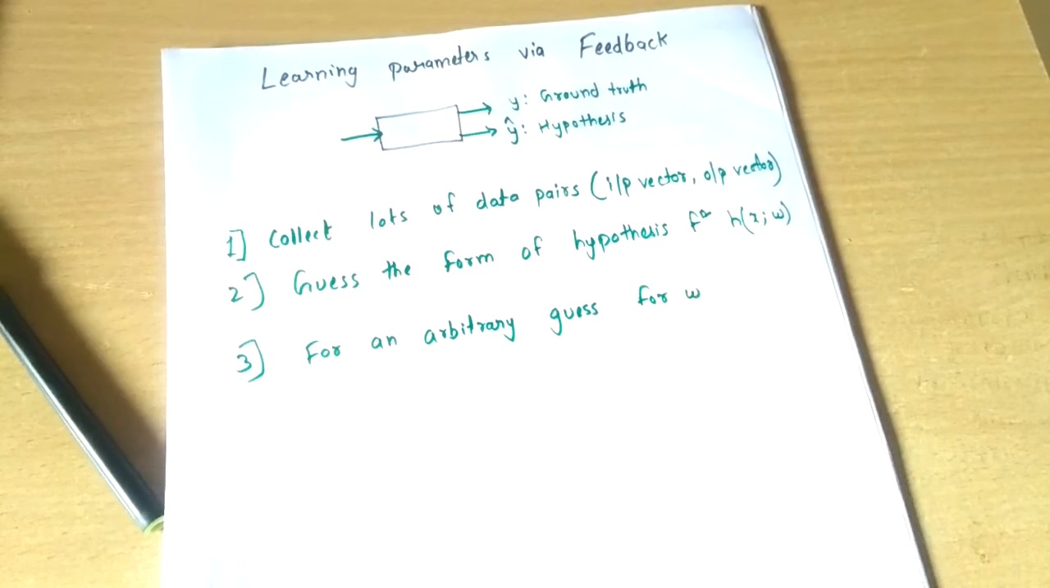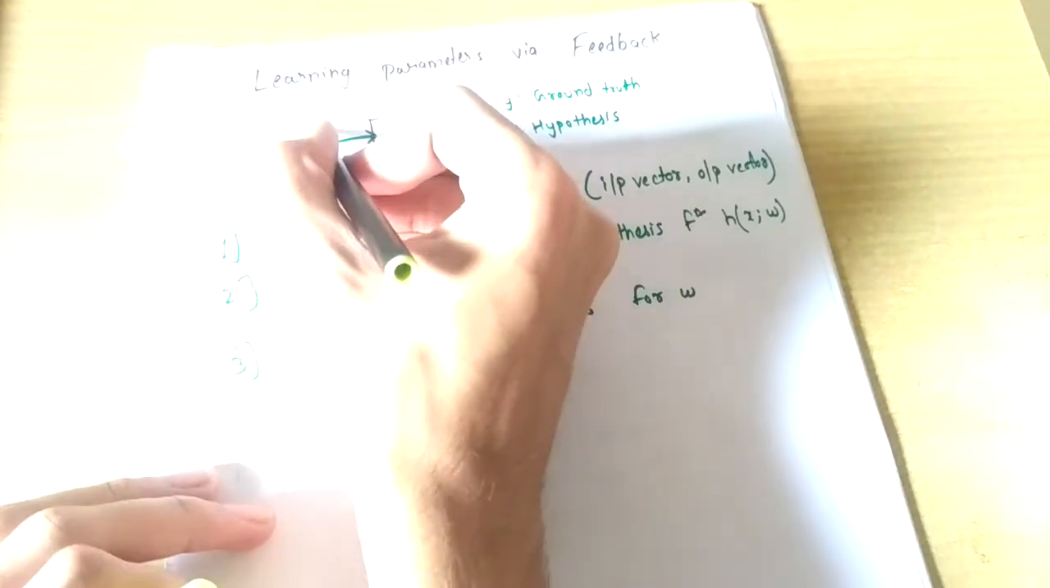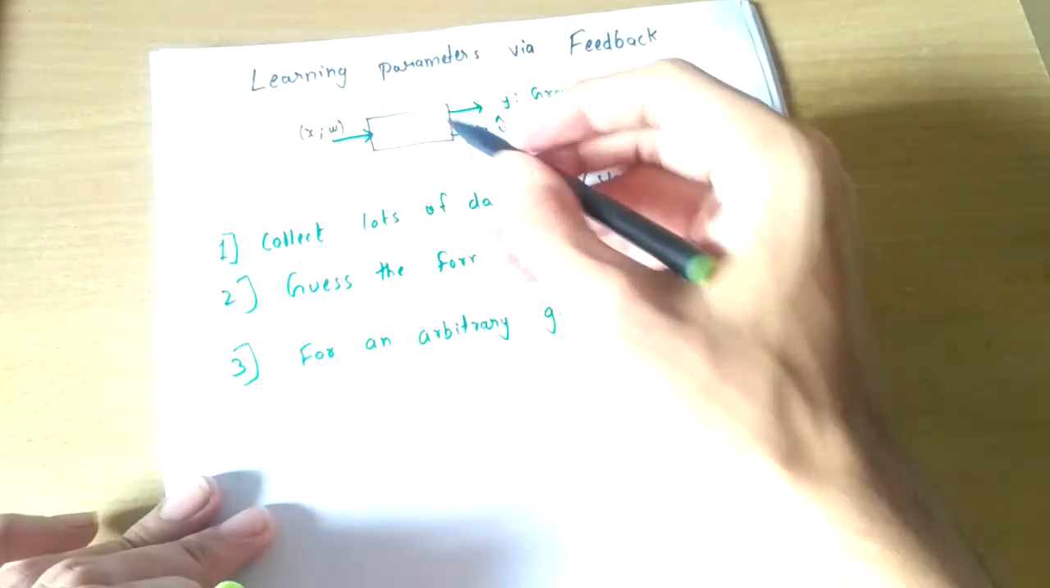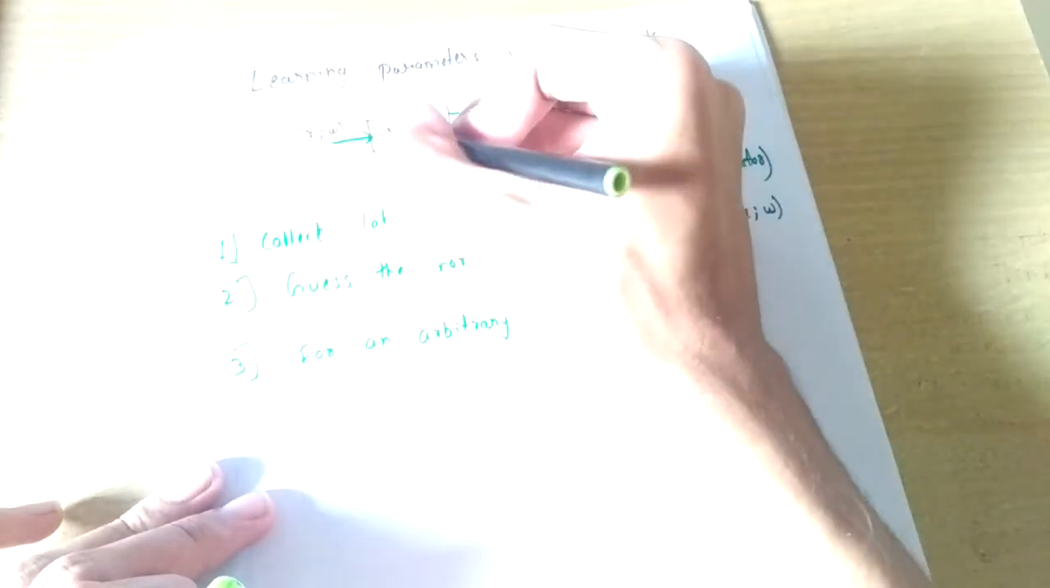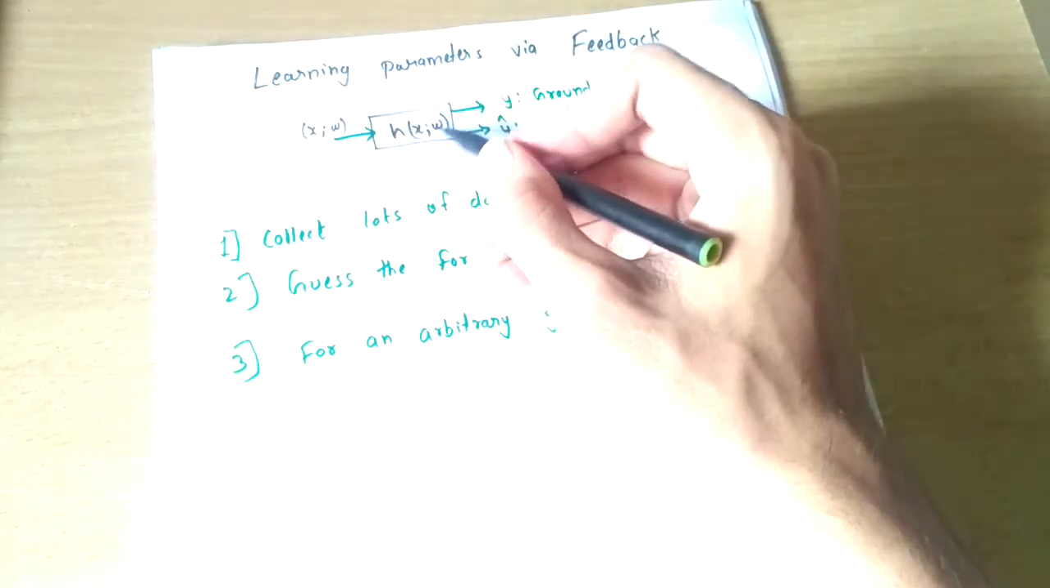Hello all. So now we'll be discussing the feedback part of our model. As discussed in our previous lecture, we have input, and corresponding to that input and a guessed weight, we have the forward model. Let us denote it by h(x; w).